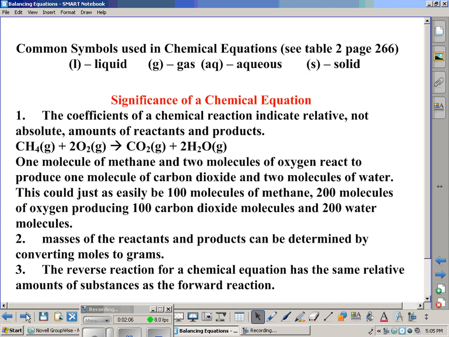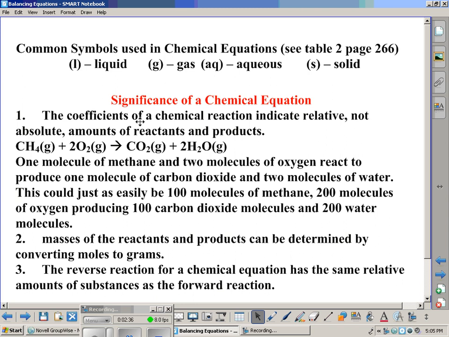Before we begin, some other background on these. Common symbols used in chemical equations. You might see an L in parentheses. That would stand for a liquid. G, as we can see down here, stands for a gas. AQ would stand for aqueous, in other words, something dissolved in usually water. Most acids fall under this category. And S for a solid.